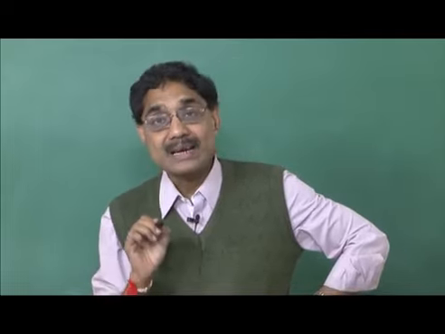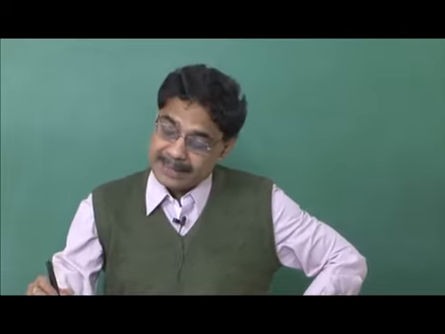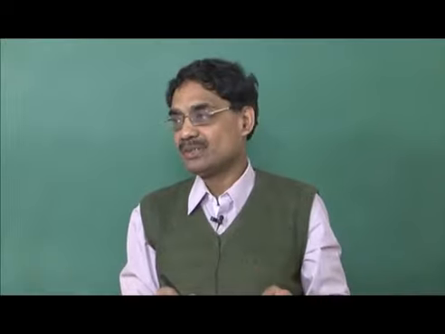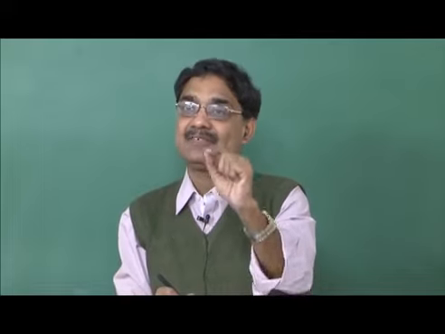So, this delta Q and delta W, if I go from an initial state to a final state, let us say this is Pi, this is Pf, I go from initial to final, Pi to Pf, or Vi to Vf, delta Q and delta W depend on how I have reached from the initial to the final state, but dU does not depend on how I went from the initial to the final state. Rather, it depends upon only the initial state and the final state.